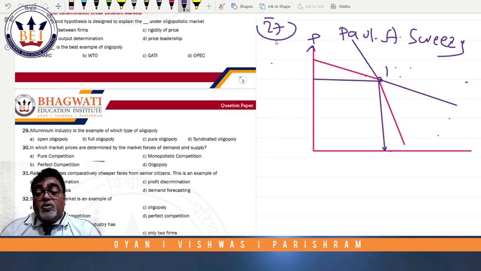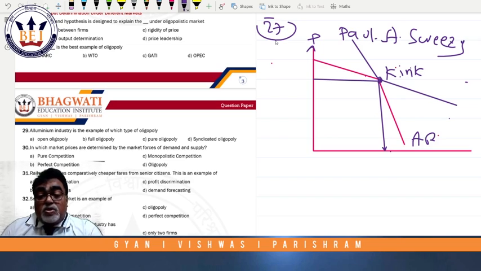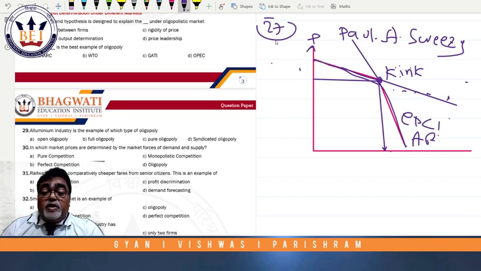Here this point is called kink point. But what is kink point? Kink point means the curve changes its slope. The actual demand curve is this, but it should have been like this way. That is why Sweezy said below the determined price, elasticity of price is lesser than 1, and above the determined price, elasticity of price is greater than 1.